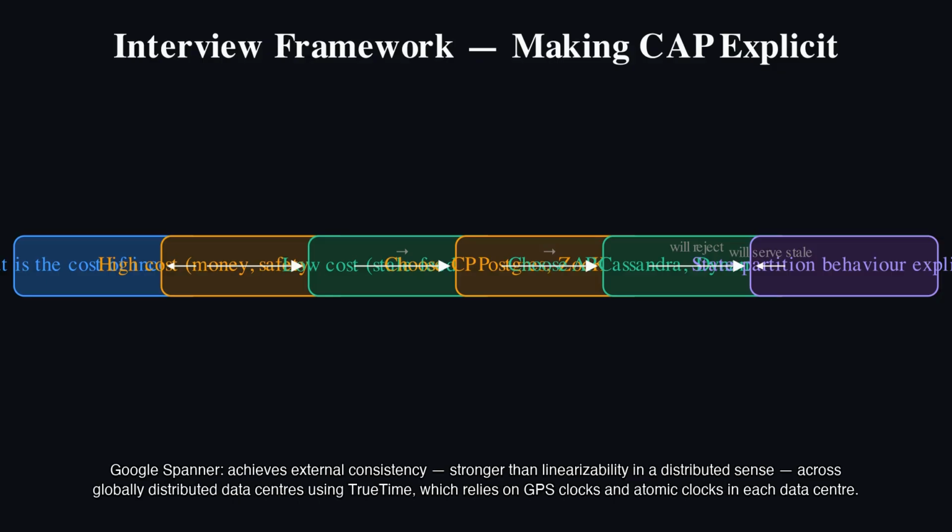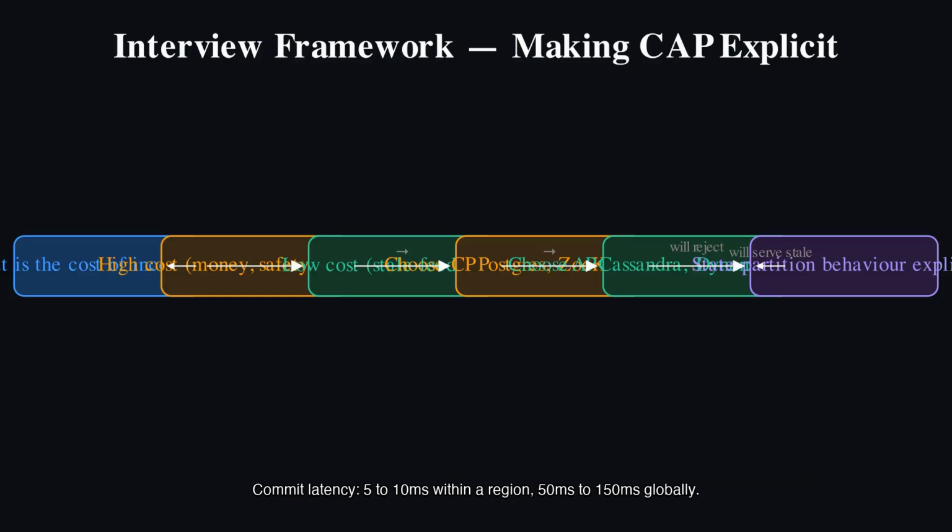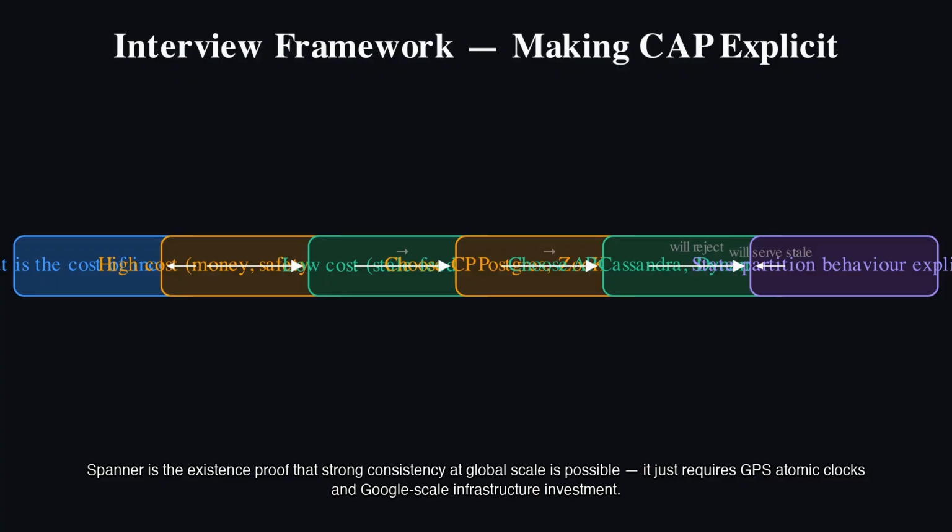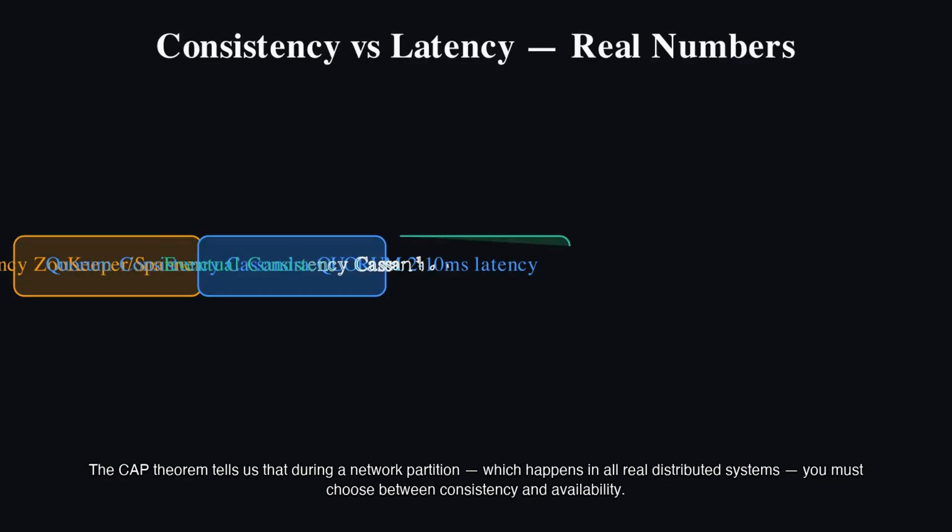Google Spanner achieves external consistency, stronger than linearizability, in a distributed sense across globally distributed data centers using TrueTime, which relies on GPS clocks and atomic clocks in each data center. Commit latency, 5 to 10 milliseconds within a region, 50 milliseconds to 150 milliseconds globally. Spanner is the existence proof that strong consistency at global scale is possible. It just requires GPS, atomic clocks, and Google-scale infrastructure investment.